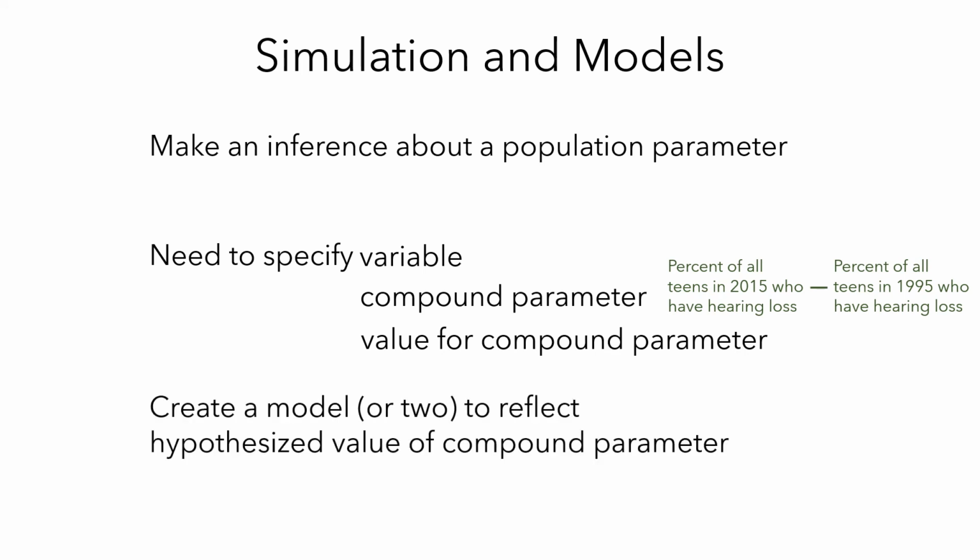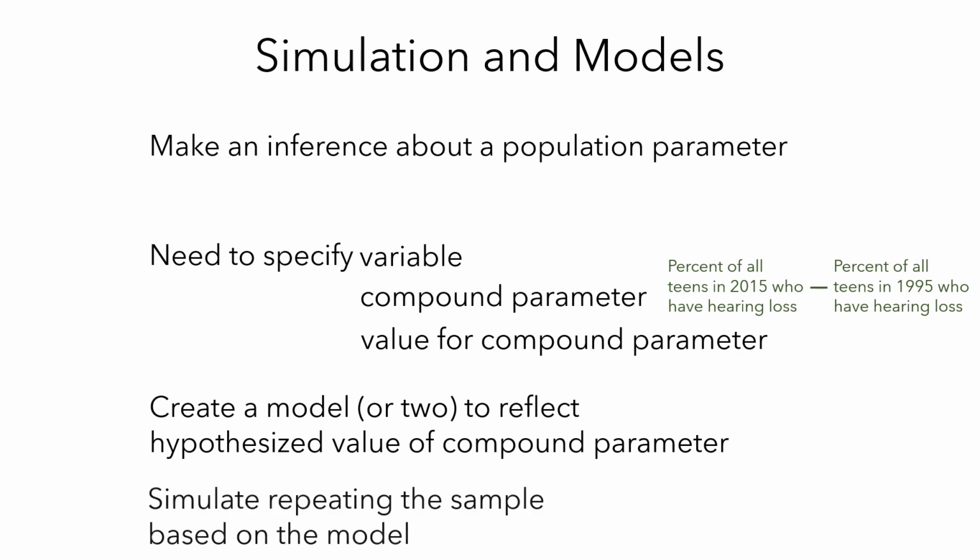Then, depending on whether we hypothesized that the compound parameter was 4.6% or 0%, we created a model, or two, to reflect this hypothesized parameter value. And then we used a computer to simulate repeating two samples of size 1,771 and 2,928 and computed the difference in percentages. And this overall method will be central to the way we make statistical inferences for two populations.